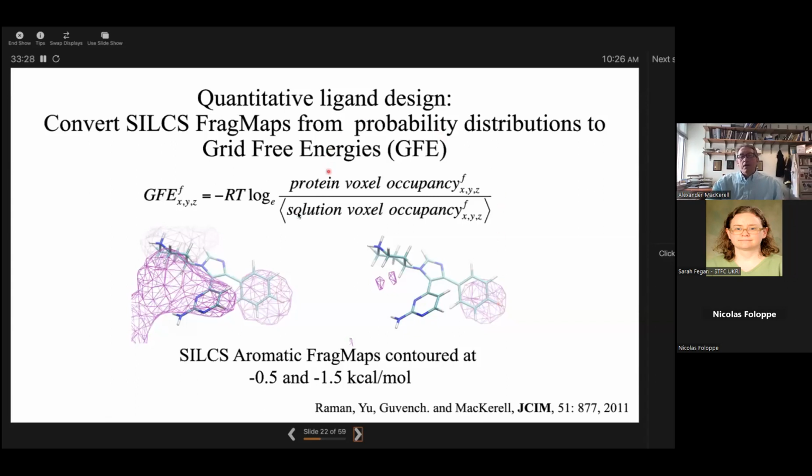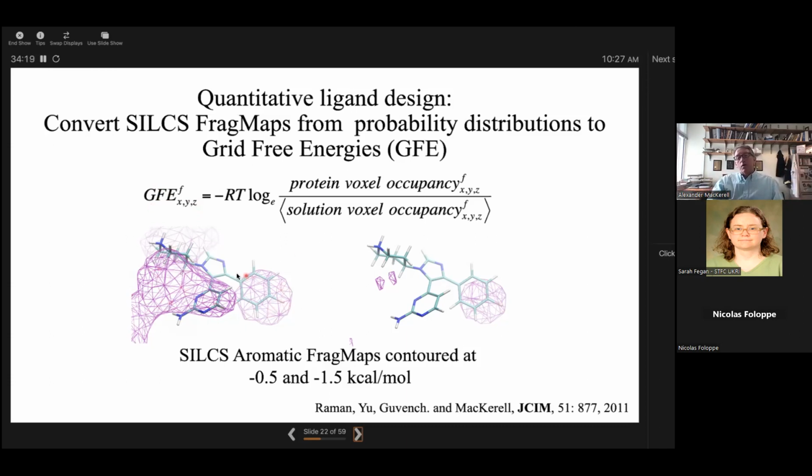What we do now is take these normalized FragMaps. We've normalized them from the presence of the protein by in solution. So if we're out in solution, we have a value of 1 for this ratio. We take a log of that, and we get what we call the grid free energy. So a grid free energy gives us information on a functional group's affinity relative to being in solution. If the GFE value is 0, the energy for that functional group is the same as it being in solution. A negative value says it is more favorable than being in solution. And a positive value indicates that it's unfavorable relative to the solution. That functional group at that location would rather be out in solution.